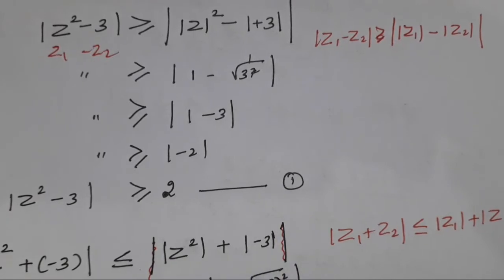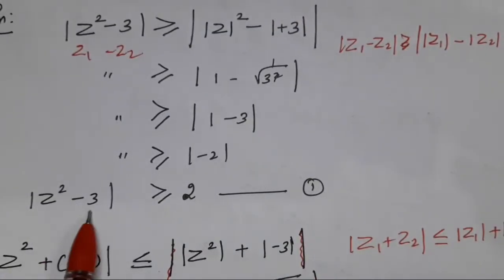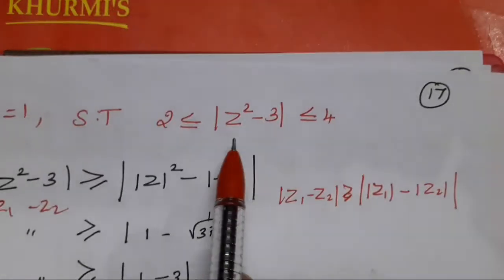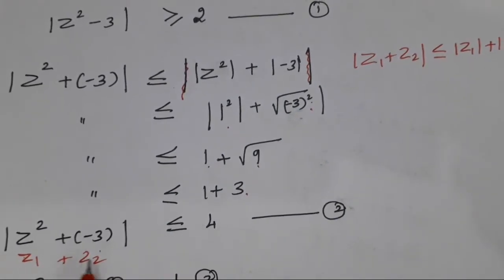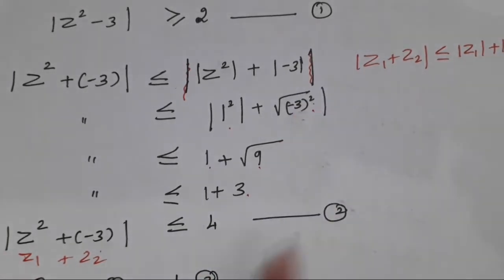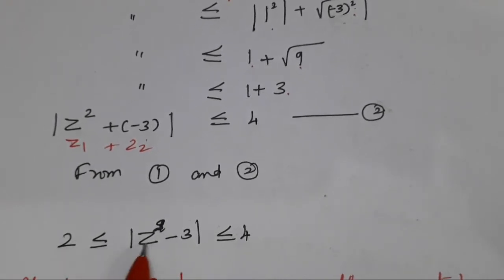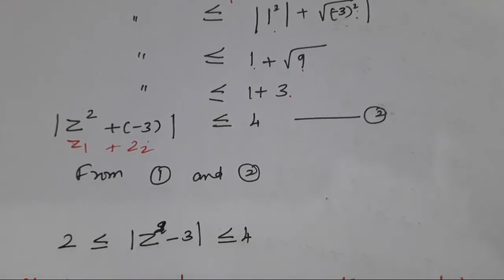Using the results 1 and 2. See the result, modulus of z square minus 3 is greater than or equal to 2. Similarly, modulus of z square minus 3 is less than or equal to 4. Plus into minus is nothing but minus. From 1 and 2 we proved the result. How to read this one? Modulus of z square minus 3 greater than or equal to 2, and modulus of z square minus 3 less than or equal to 4. The fourth sum and the fifth sum are both the same model only.